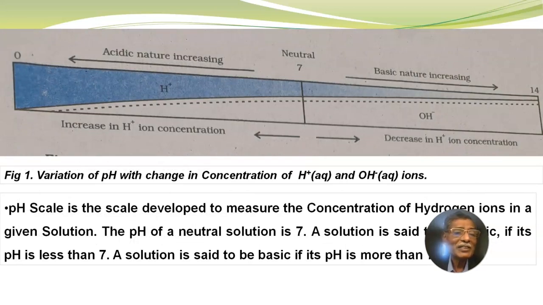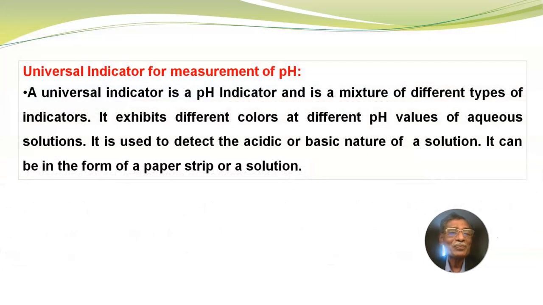See here, in this figure, you can see variation of pH with change in concentration of hydrogen ions and also hydroxyl ions. The pH scale is the scale developed to measure the concentration of hydrogen ions in a given solution. The pH of a neutral solution is 7. A solution is said to be acidic if its pH is less than 7. A solution is said to be basic if its pH is greater than 7.